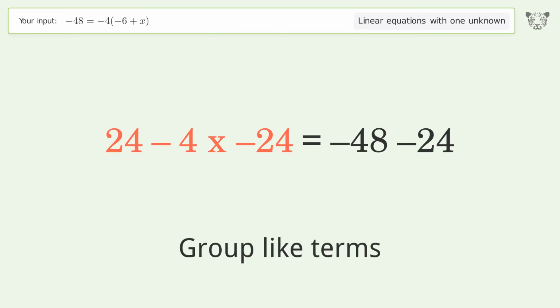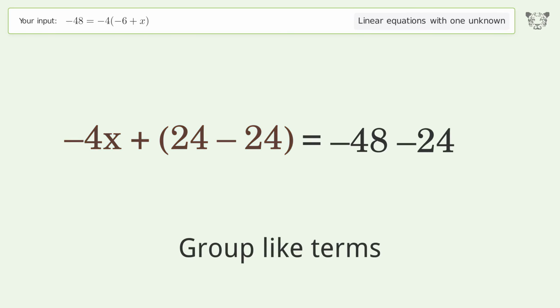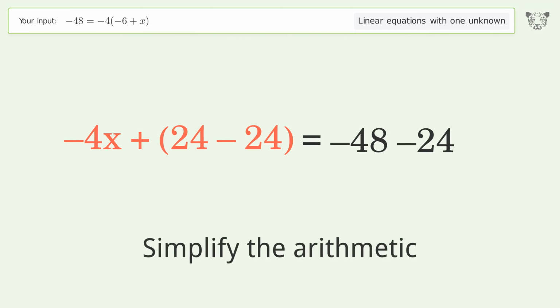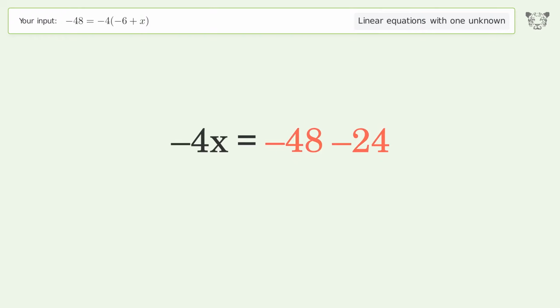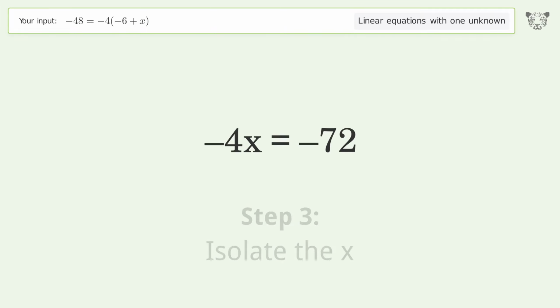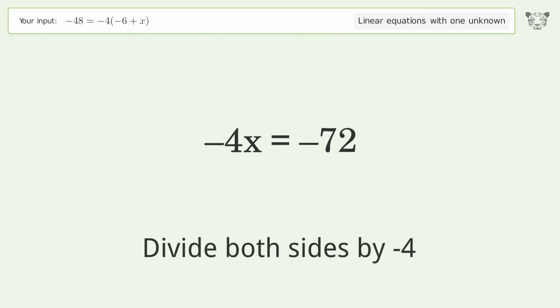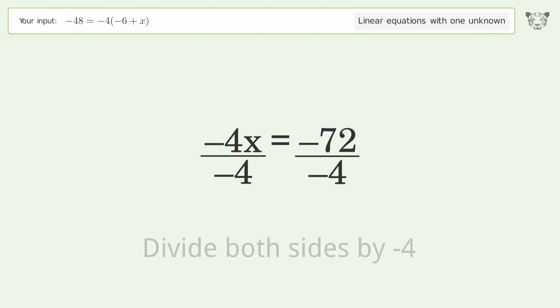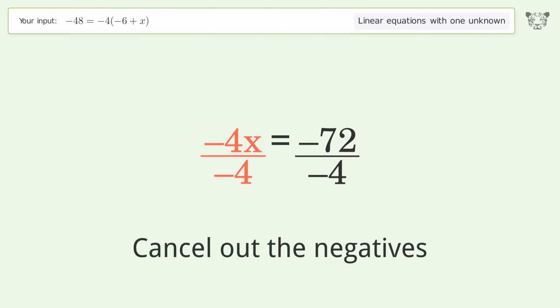Group like terms. Simplify the arithmetic. Isolate the x. Divide both sides by -4. Cancel out the negatives.